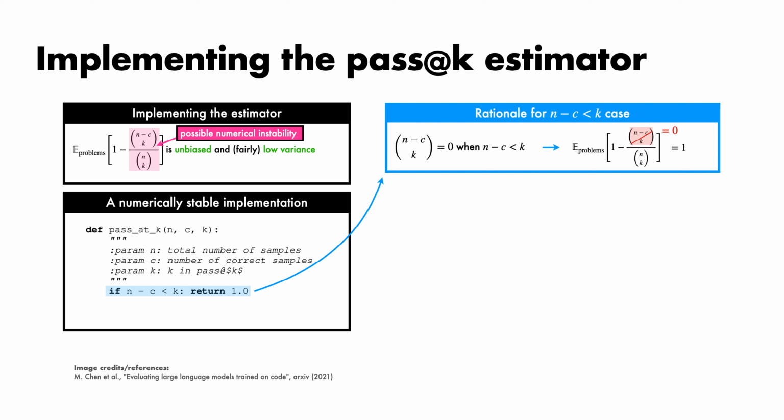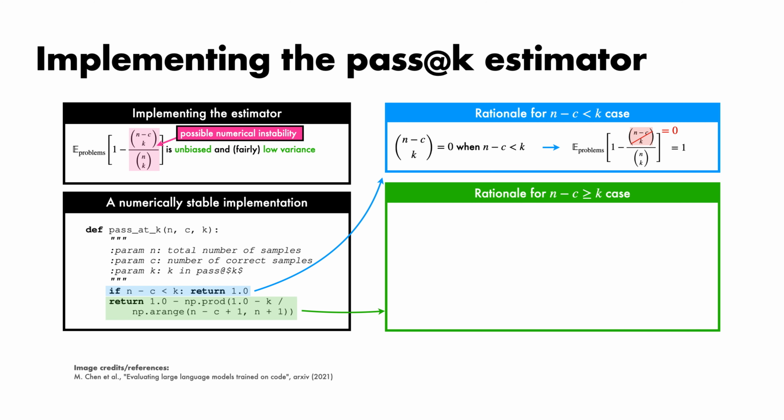Returning to the function, if n minus c is greater than or equal to k, we instead return 1 minus a product term. The rationale for this case can be seen by expanding some combinations, as we did previously when demonstrating that the estimator was unbiased. Starting from the combinations and writing out the terms, we obtain this form, where we can cancel the k factorials, then regroup the terms as the product of two fractions.